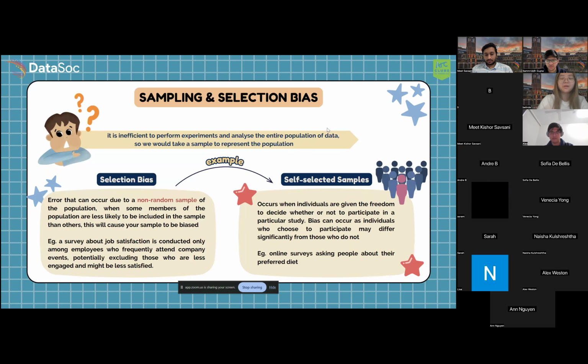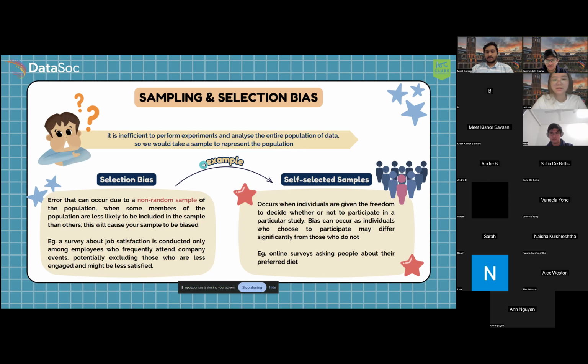Next, of course, on data collection, we have to get samples. Why? Because it is inefficient to perform experiments and analyze the entire population of data. So we take samples to represent the population, because it's really tedious to ask everyone, for example, in UNSW about their WAM. You can just take a sample. Like, for example, let's take 10 people from engineering, let's take 10 people from CS, and then there you have it. That's our sample. However, there might be selection bias where the sample does not represent the general population.